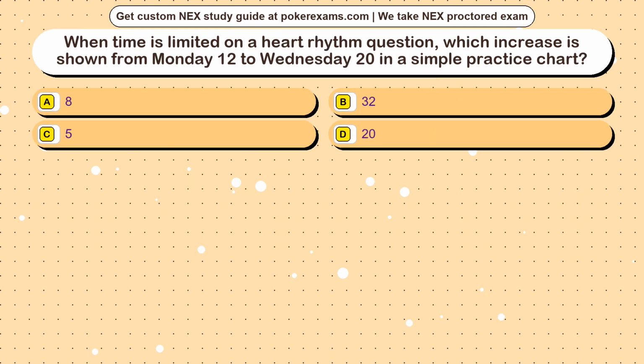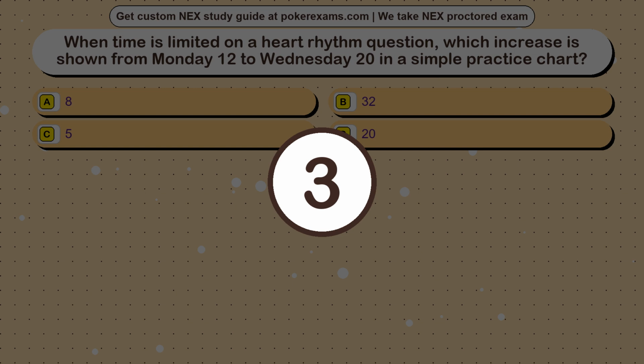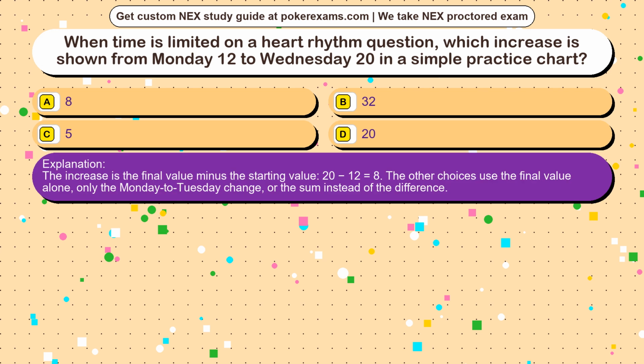Question 5. When time is limited on a heart rhythm question, which increase is shown from Monday 12 to Wednesday 20 in a simple practice chart? Option A 8, option B 32, option C 5, option D 20. The correct answer is option A. The increase is the final value minus the starting value, 20 minus 12 equals 8. The other choices use the final value alone, only the Monday to Tuesday change, or the sum instead of the difference.